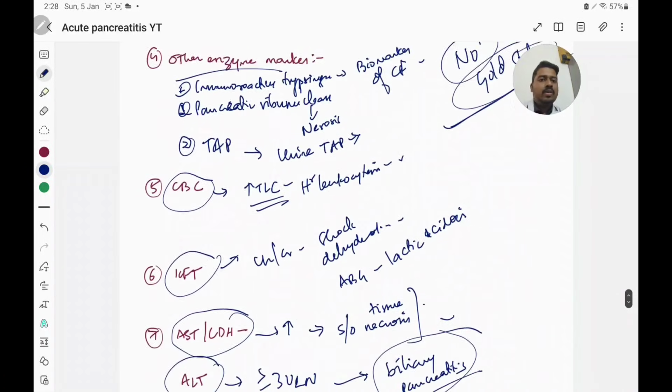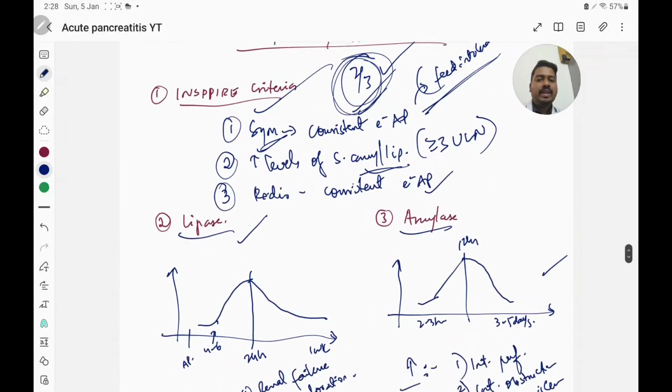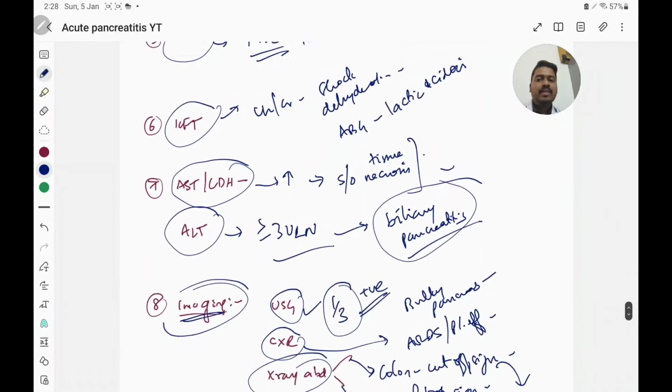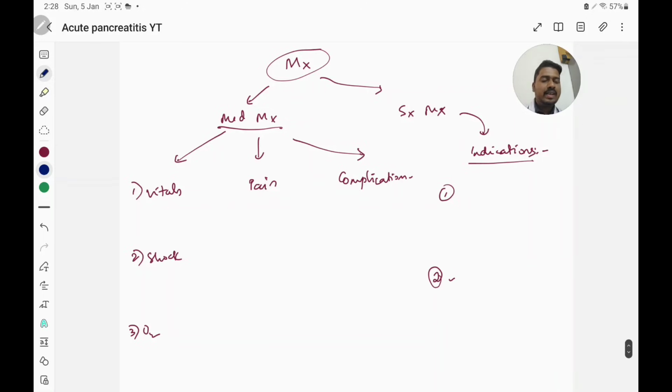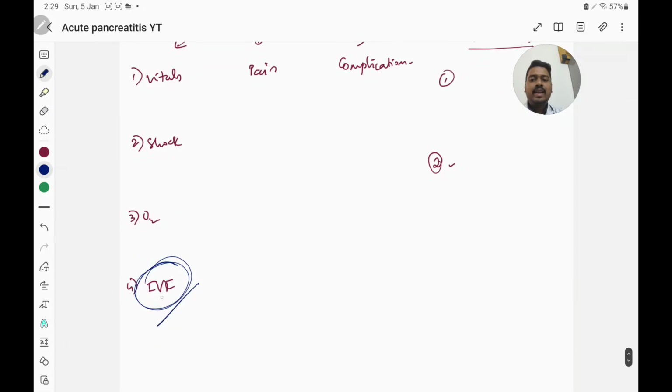So we have gone through how to diagnose pancreatitis, what the criteria are in the INSPIRE criteria, and what enzymes are important. Then we have gone through all these investigations and imaging. So now we are coming to management. Pancreatitis management is very easy if you know how to diagnose. One is done. Second, the most important management of pancreatitis lies in IV fluid, that is hydration.